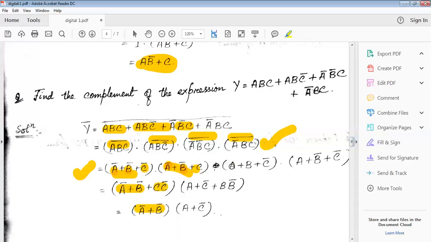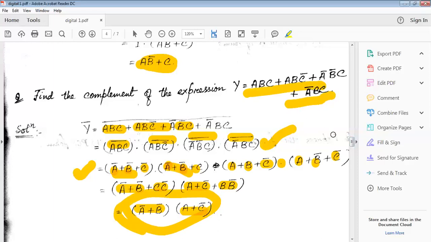And the same case here: a plus b bar is taken as one variable, and b and b bar are combined with a dot between them, that is the AND operation. So b dot b bar is equal to 0. It becomes a plus b bar. So this is the final expression of the complement of y. So y complement will be (a bar plus b bar) into (a plus b bar). That's how you can solve the Boolean algebra.